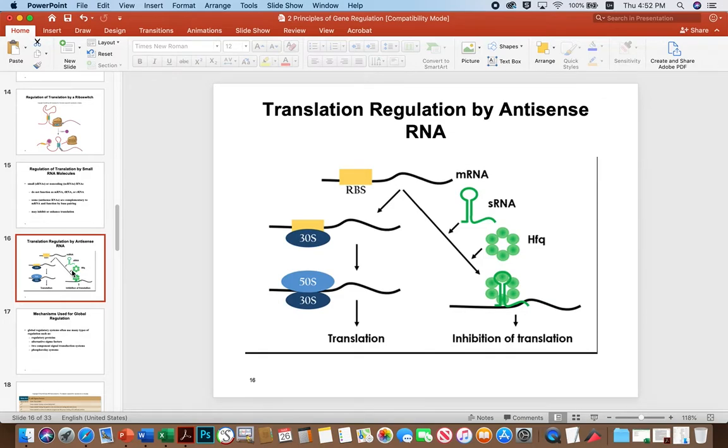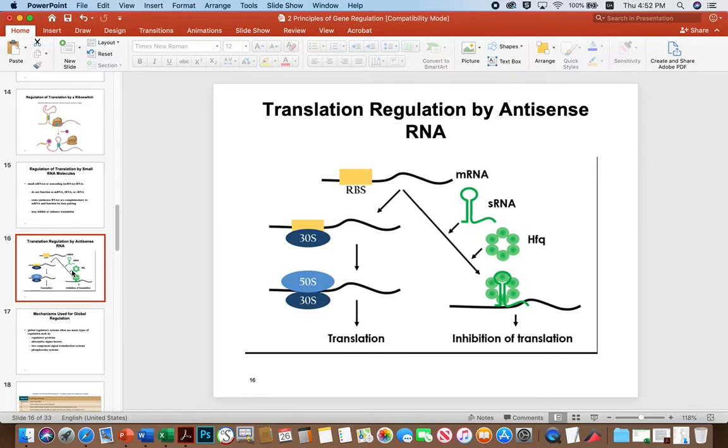Translation by antisense RNA looks kind of like this. So you have a messenger RNA with a prominent ribosome binding site there, just for ease of viewing. And anyway, on the left, translation will take place because the 30S ribosomal subunit can find the RBS, and the 50S can find that, and they form that 70S complex.